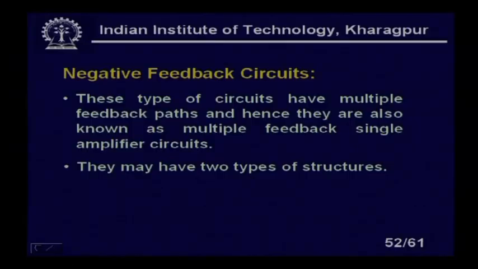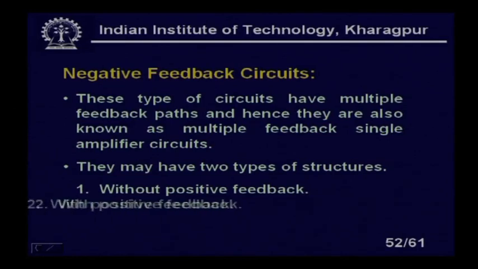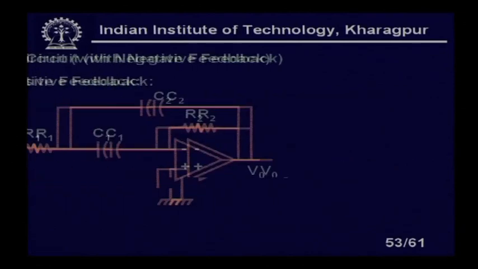So, we are calling it positive feedback topology. Now, let us look at negative feedback topology. Even though we have discussed the negative feedback topology, the actual circuits we have not discussed, so we will discuss them now. They may have 2 types of structures, one without positive feedback and another with positive feedback, right.